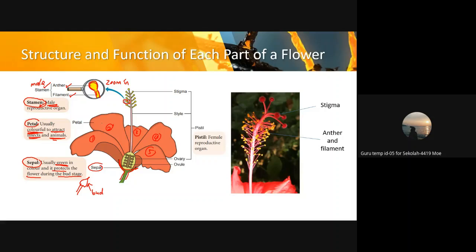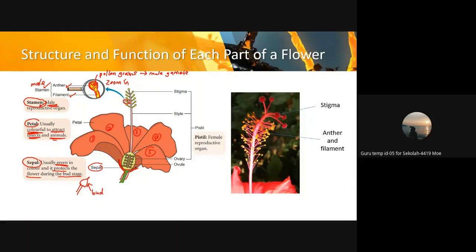Inside the anther, dalam anther ni ada pollen grains. Dalam ni ada pollen grains. So what is a pollen grain? Pollen grains ni adalah debu bunga. They contain male gametes.